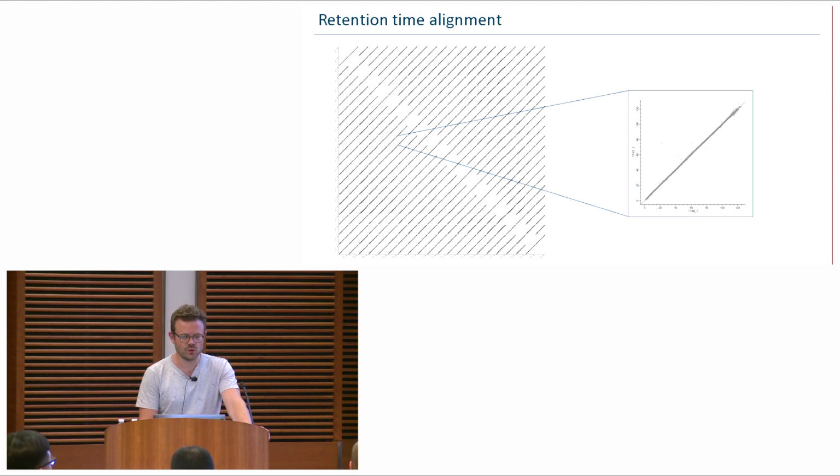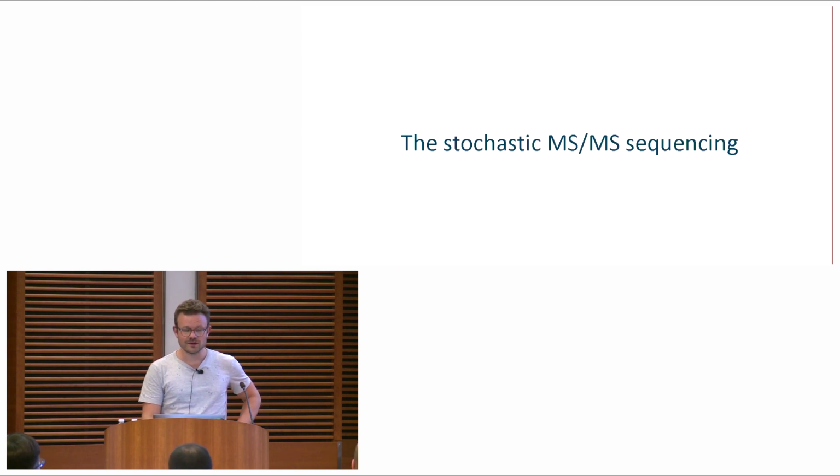Okay, so now we have aligned our samples, right? Peptides in this new time scale elute at the same time. So let's have a look at the next problem, which is the MS-MS sequencing.